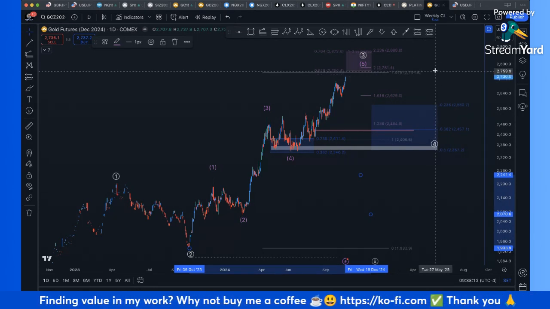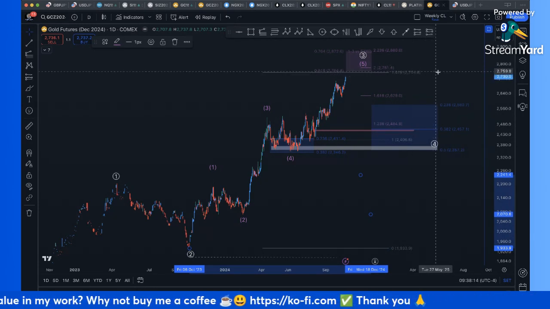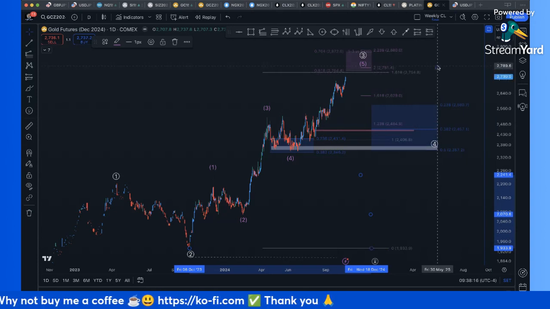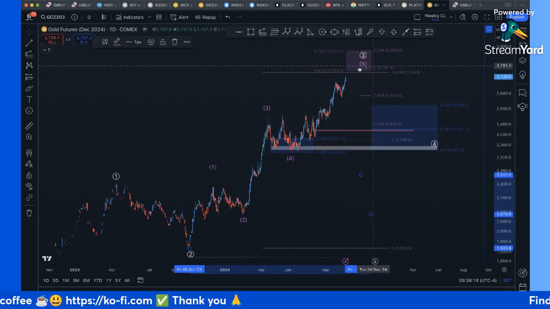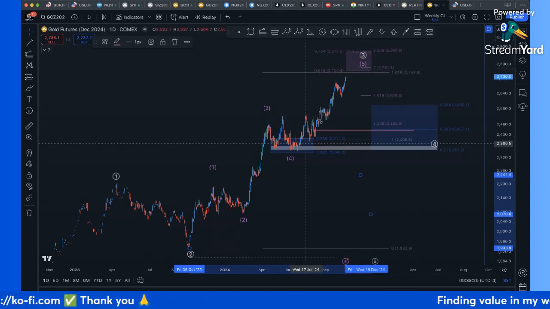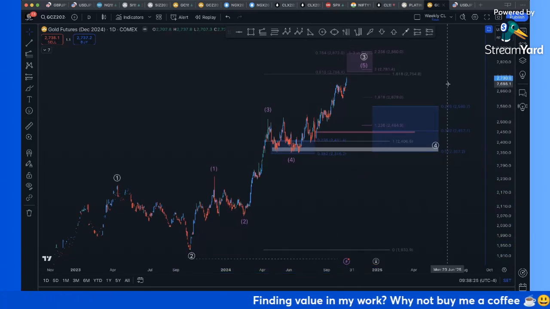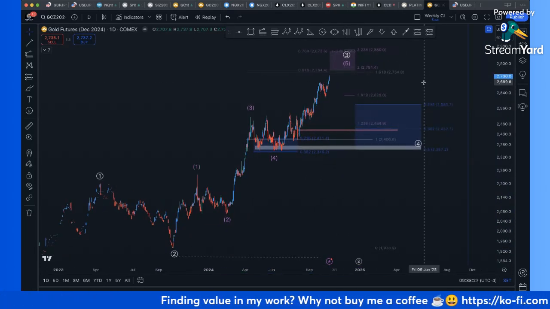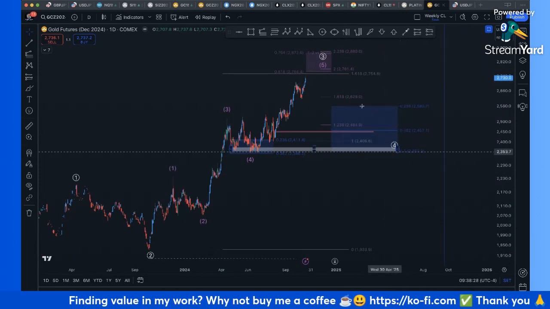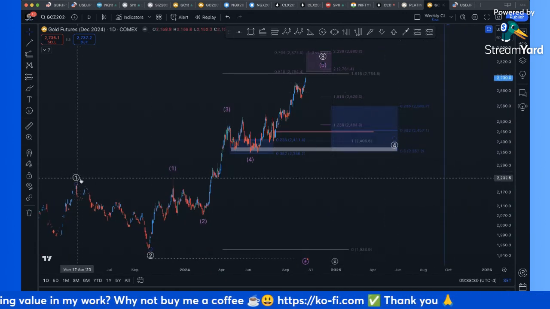So just call it 2754 to 2781. But I got to tell you, that's a pretty decent target. Now, look, if you already missed all this, why am I telling you all this? You're done. The next meaningful long opportunity can be once this completes this degree wave 4 in white.